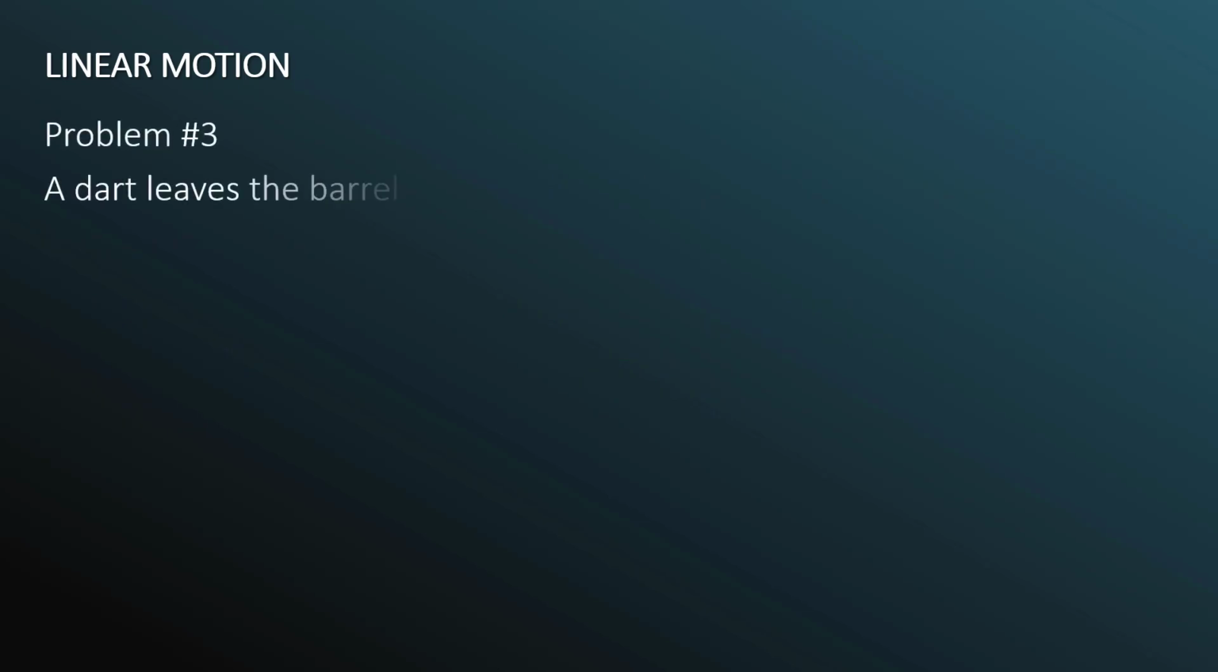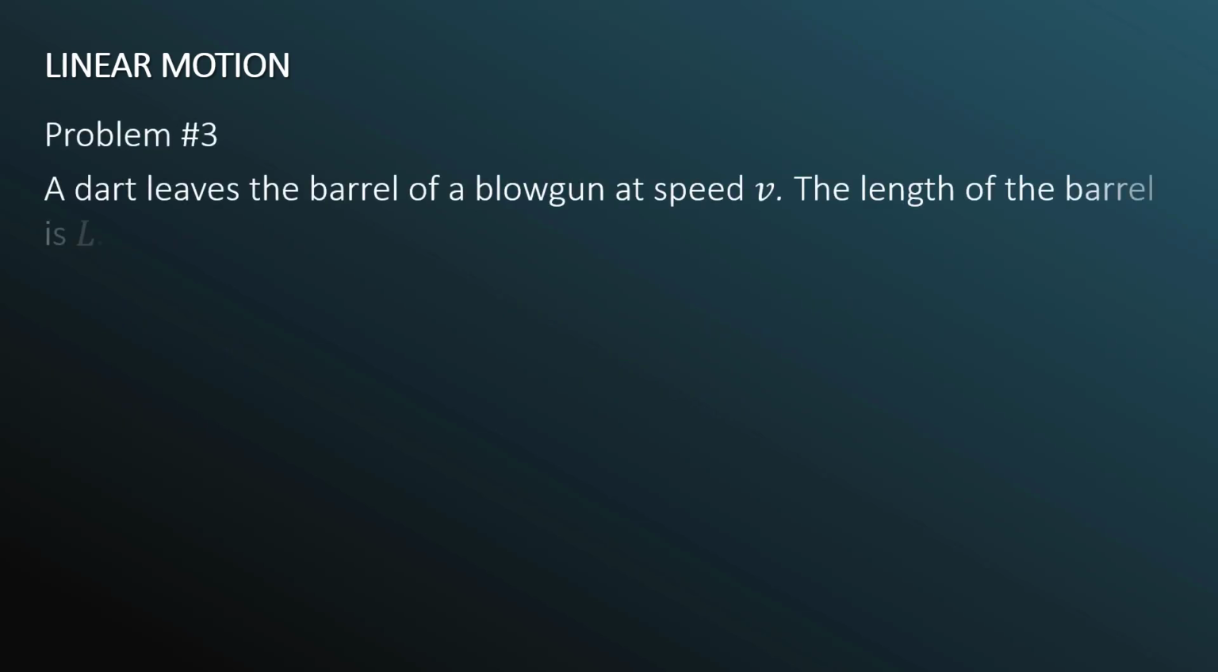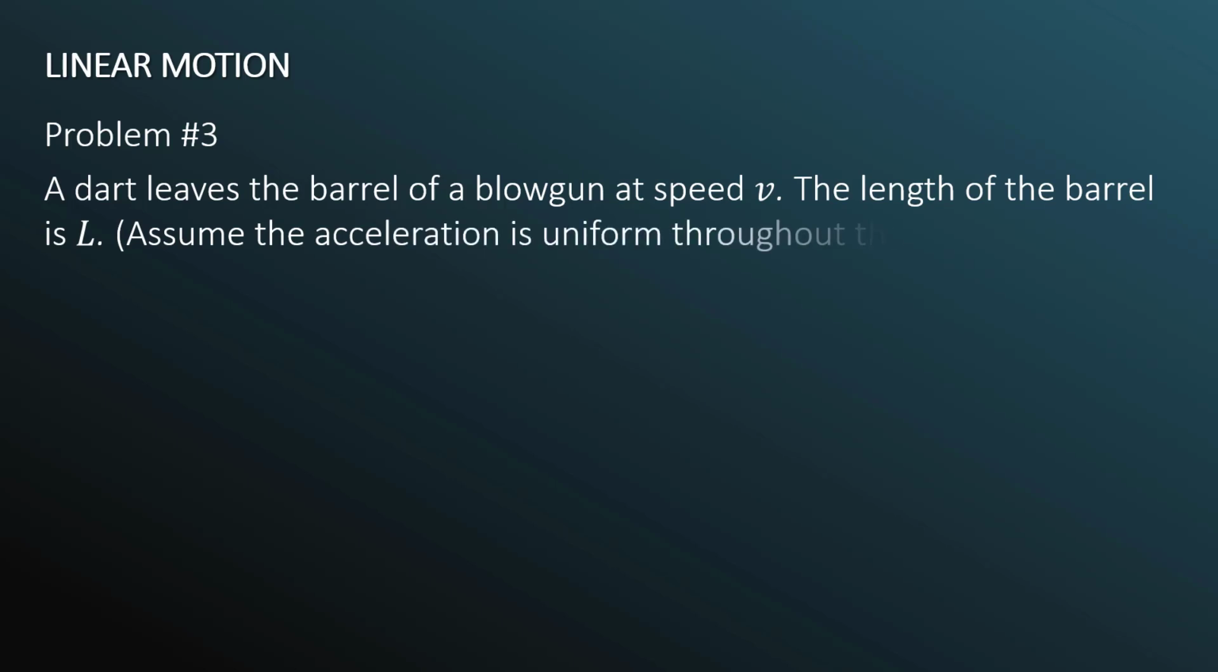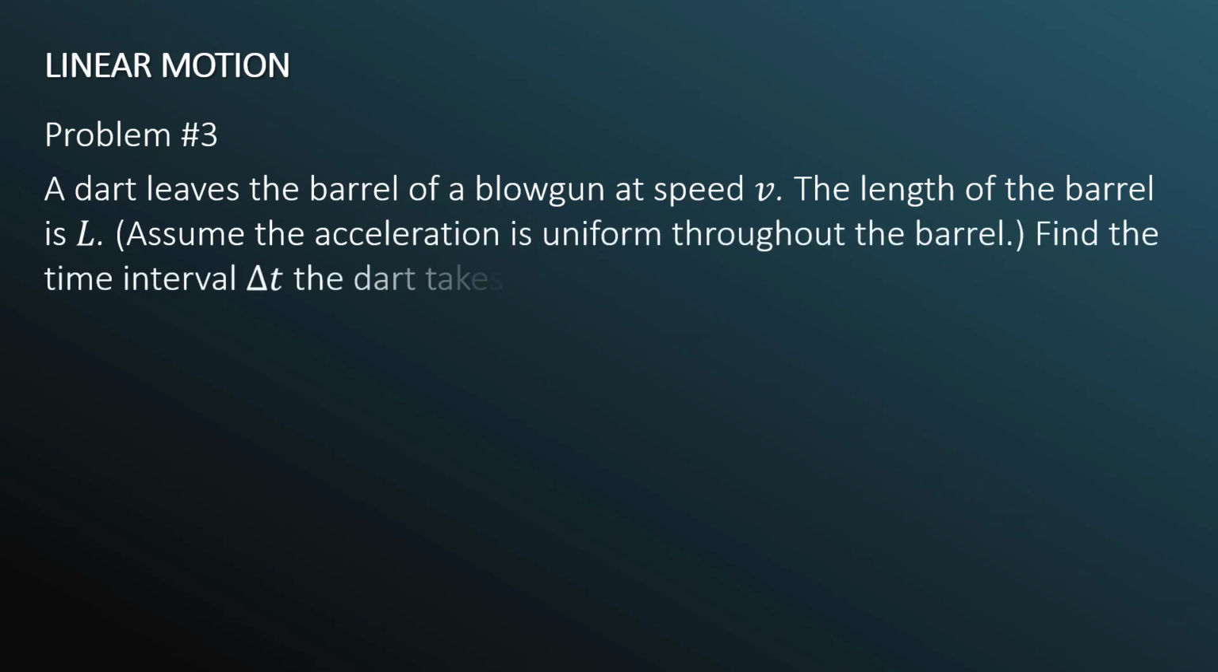Problem number 3. A dart leaves the barrel of a blowgun at speed v. The length of the barrel is L. Assume the acceleration is uniform throughout the barrel. Find the time interval, delta t, the dart takes to escape the blowgun. Now you'll notice something different about this problem. The givens are not given as values, they're given as symbols. So speed v and the length of the barrel L, those are considered to be given quantities, even though specific values are not assigned to them. We want to find delta t.